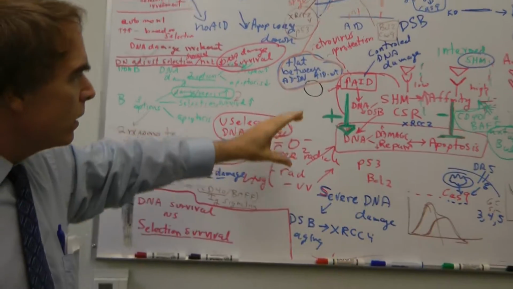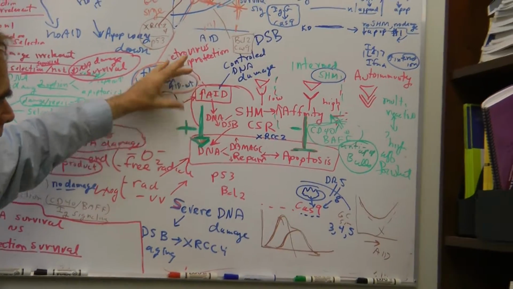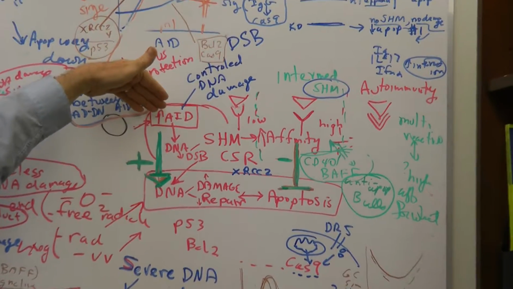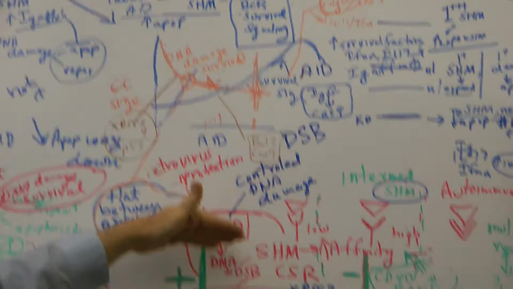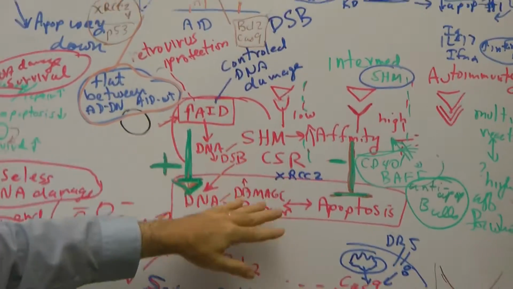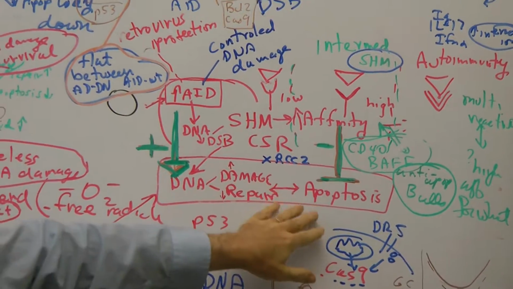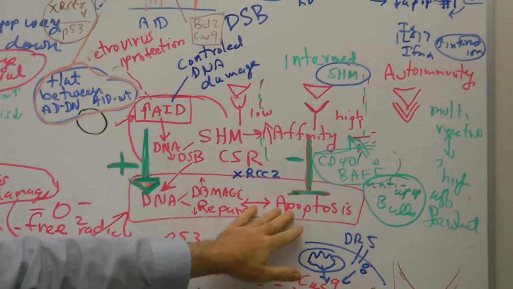Now, going to this model here, a lot of people might think of the first part, DNA damage survival. AID causes double-stranded breaks, and so forth and so on. DNA damage and repair, that balance leads to apoptosis.